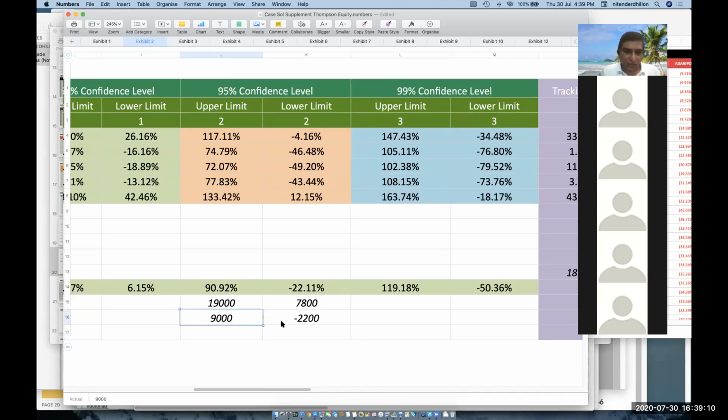Yes. Yeah, there's a chance of us losing 2,200. But against this 2,200, there's also a chance of us gaining 9,000. And so, Sudhanshu, how confident are you here?